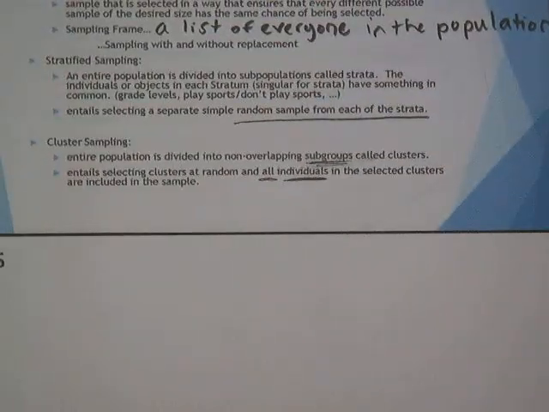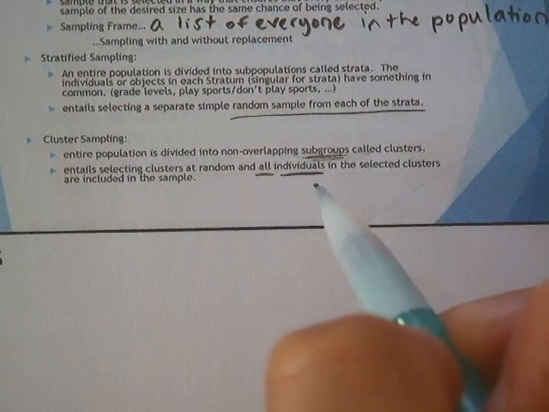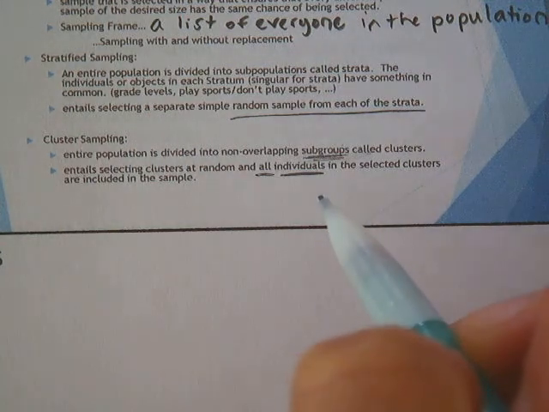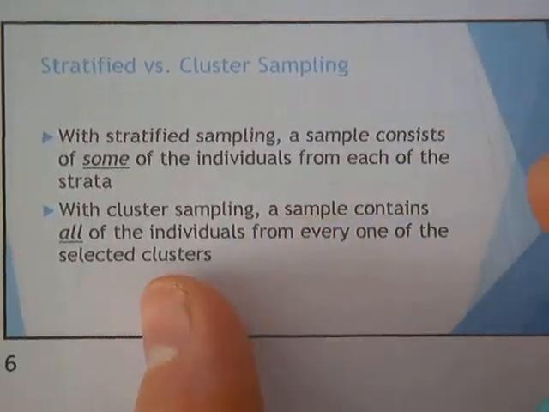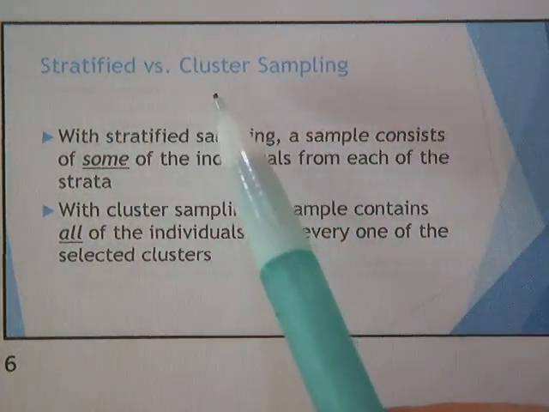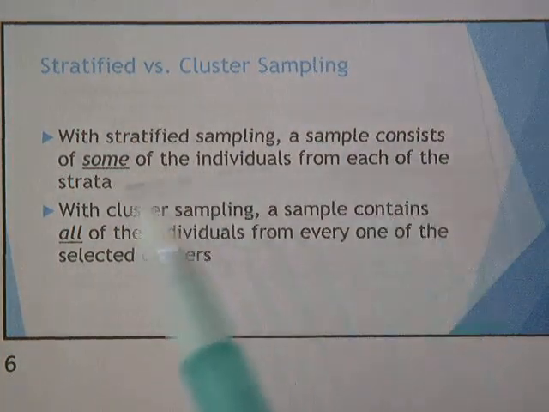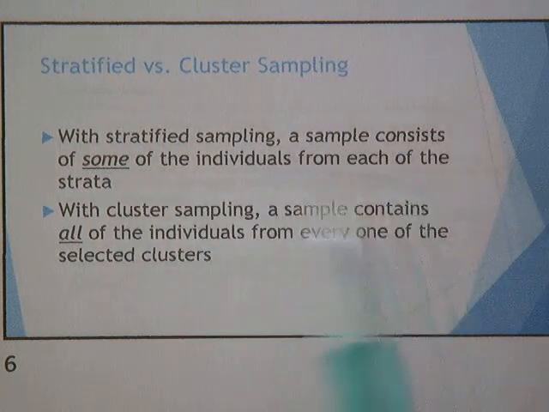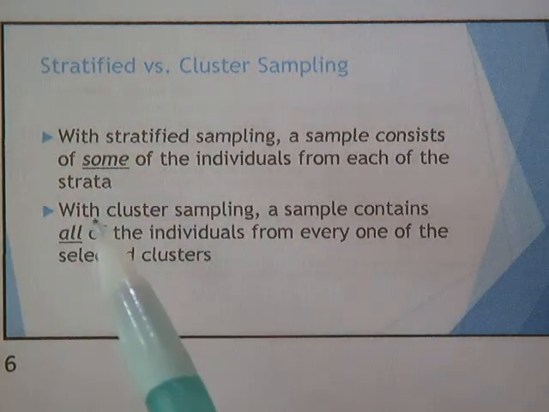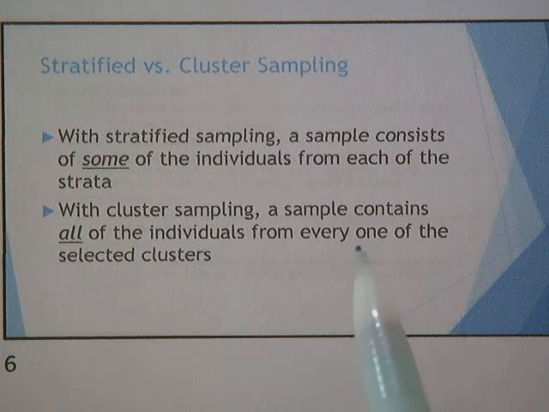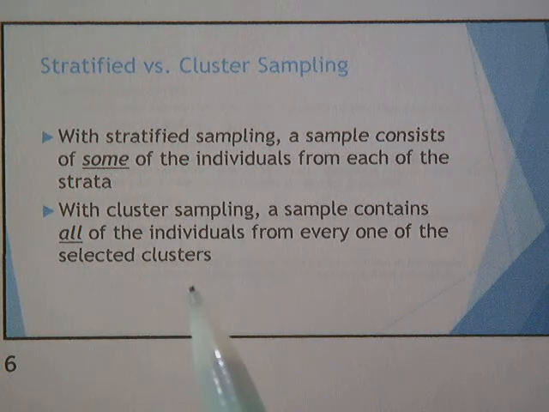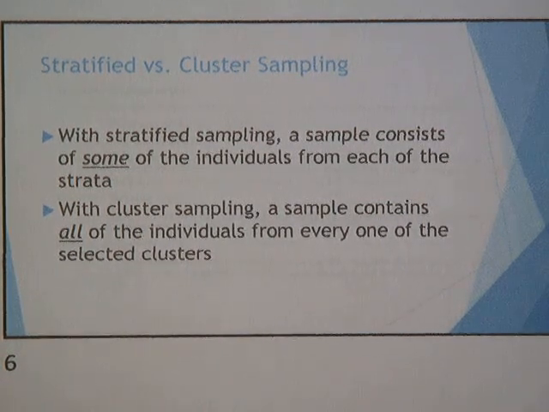All right, so cluster sampling, you're dividing it into groups, and then you're randomly picking entire groups and including all of the people in that group in your study, okay? And this is just emphasizing what I just said, stratified versus cluster. With stratified, the sample consists of some of the individuals from each of the strata or each group. With cluster sampling, the sample contains all of the individuals from every one of the selected clusters. So you're going to select whole groups to be in your sample.